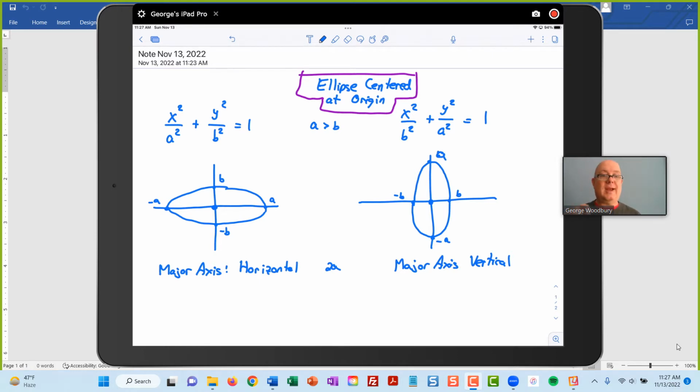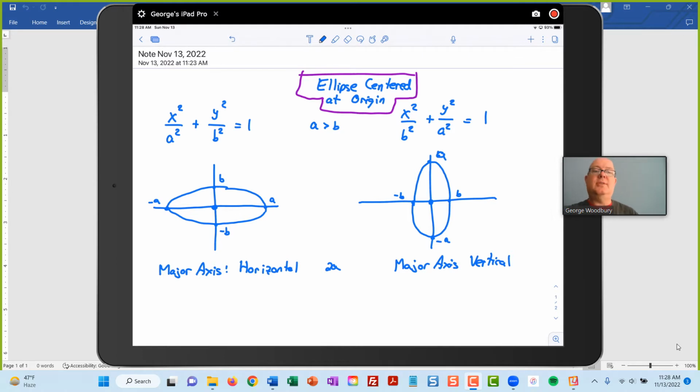We're going to plot a point at the center. Then we take the number that's being squared underneath the x squared term and move left and right by that amount. The number underneath the y squared term, we move up and down by that amount. And then we just connect them. Drawing an oval is a little easier than drawing a circle. The major axis always has length 2a. That's the bigger of the axes going across side to side or up and down. The minor axis is the other one, and that always has a length of 2b.